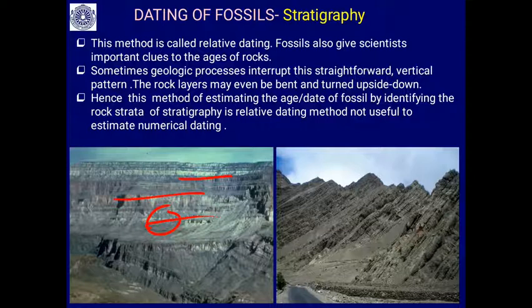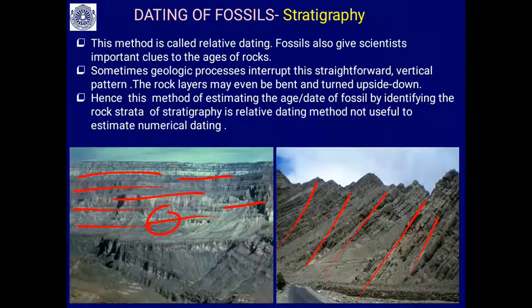Similarly, some fossils are called index fossils. They are helpful to decide the age of the rock, rock layers, or the sedimentary rock. Sometimes geological processes interrupt this. Here you will find a vertical pattern in the rock layers, and sometimes it may be upside down. You will see here how to decide. That is why this is relative, so it is not an exact one.